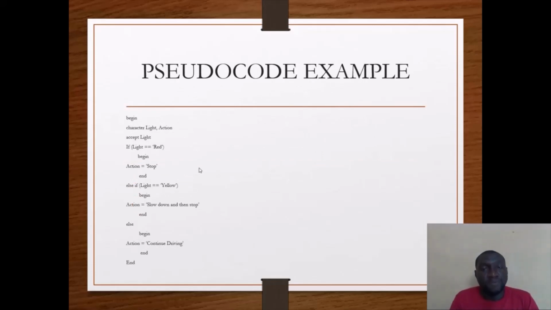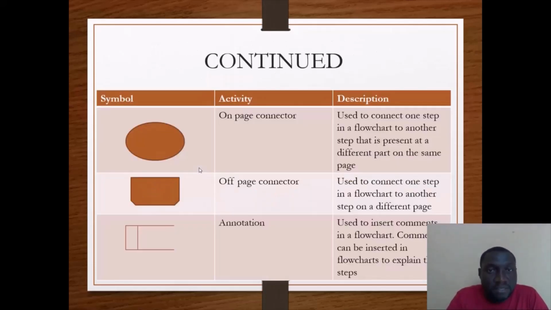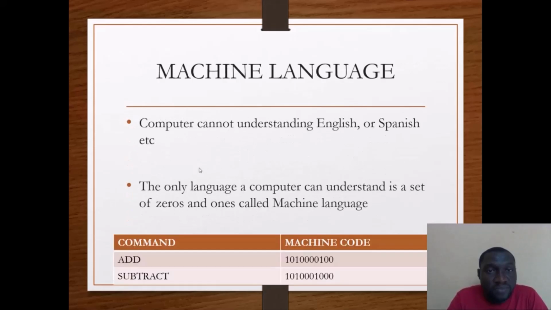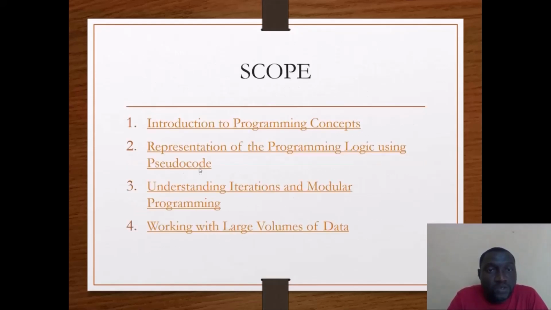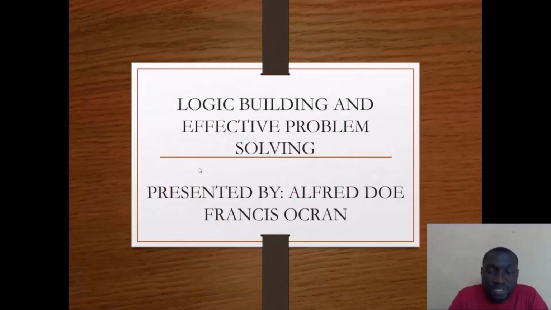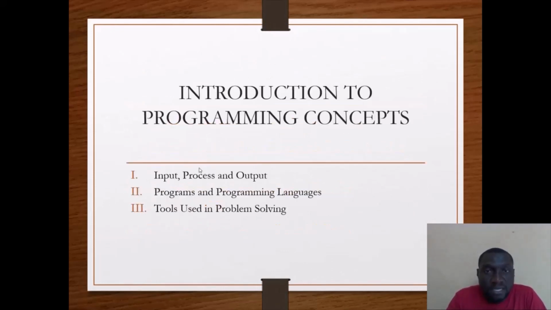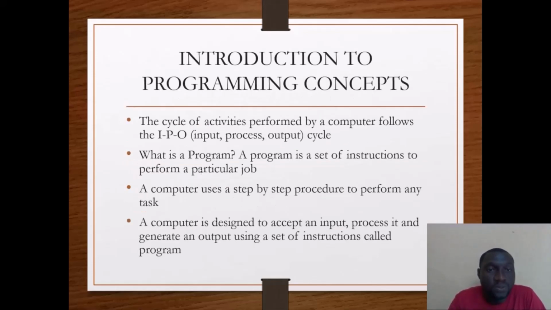So let me wrap up what I said. In this video, what I showed you basically was that I introduced you to what a computer is. A computer is any machine that accepts an input, processes it, and gives an output. So that cycle of activities is called the input, process, output cycle.